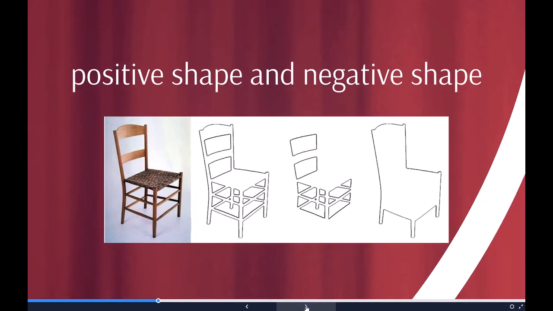Positive shape and negative shape. On the left you see a chair. In the first drawing, you see the positive shape of the chair. In the second drawing, you see just the negative shape. And in the final drawing here, you see just the outline. So to put these together, we see the positive shape of the chair.